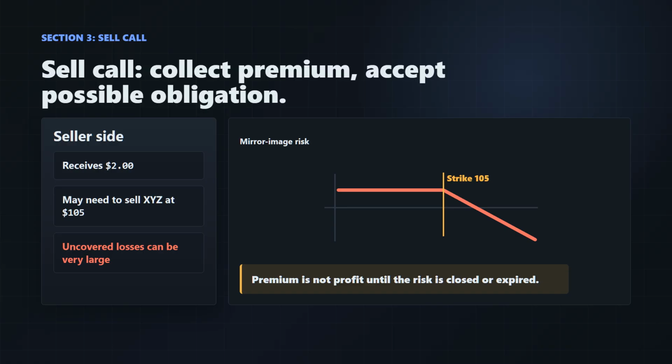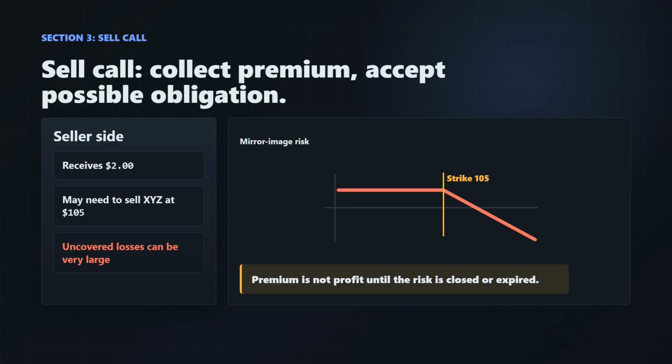If XYZ finishes above 95, the put expires worthless, and the buyer loses the premium. If XYZ falls to 90, the put is worth $5. After subtracting the $1.50 premium, the buyer is up $3.50 per share before fees. Finally, sell a put. The put seller receives the $1.50 premium, but the seller may have to buy XYZ at 95 if assigned. This is why selling puts is sometimes used by investors who are willing to buy the stock at a lower price. But the key phrase is willing to buy.